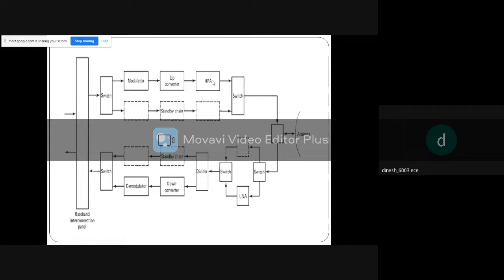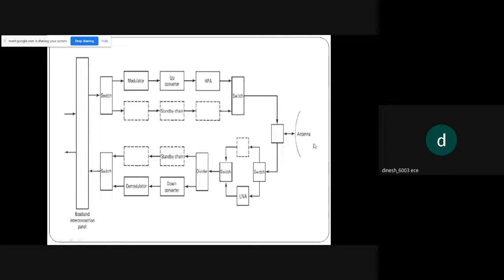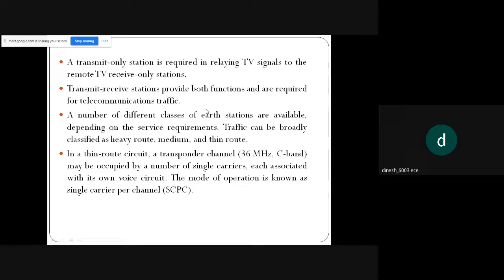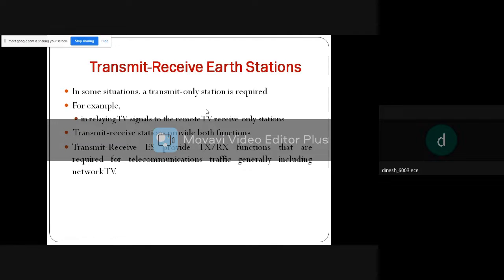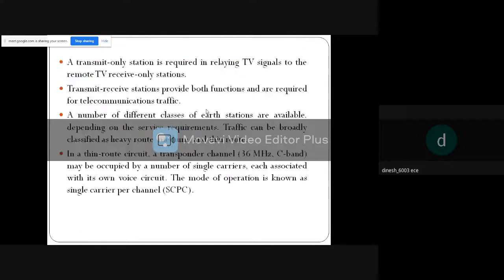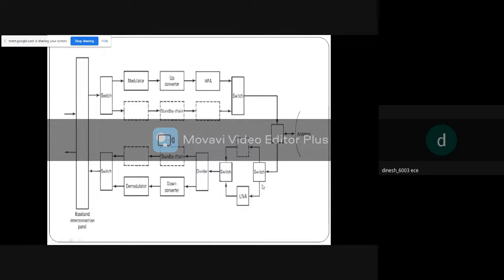HPA transmitters are used, then given to the switch, then to the diplexer, to the antenna. And this upper half is your transmission. Bottom half is your reception. So reception and transmission in a single system is what this earth station is called, transmit as well as receive. So this is the function. Transmit at the top and receive at the bottom.